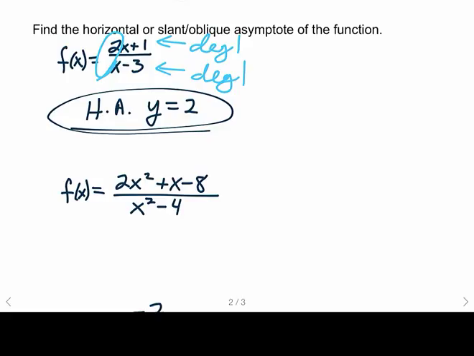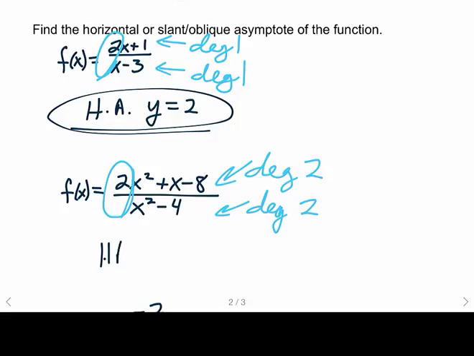Next, same instructions. The function is f of x is equal to 2x squared plus x minus 8 over x squared minus 4. The degree of the numerator is 2. The degree of the denominator is 2. What's important is that they match. And in that case, we're looking at the ratio of leading coefficients, which again is going to give us a horizontal asymptote of y equals 2, because that's the fraction composed of the leading coefficients.